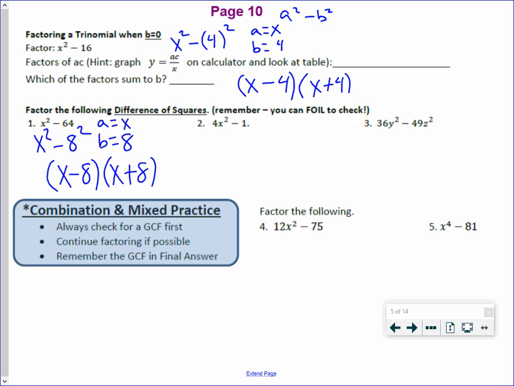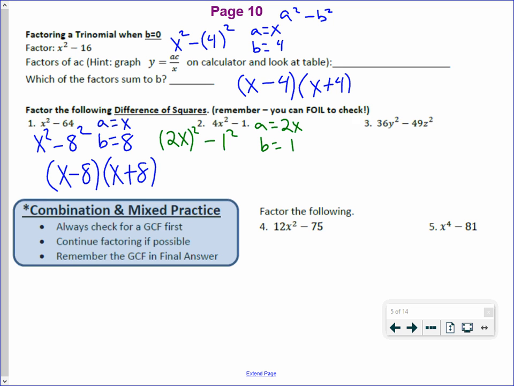Remember, it's a minus b multiplied with a plus b. That's where I'm getting it from. For number 2, I'm going to do the same thing. I like to break it down so I can see exactly what my a and my b would be. So I have 4x squared minus 1. 4x squared will be the same thing as 2x all squared minus 1 squared. 1 squared is still 1, so we can do that. And I can see that my a will be 2x and my b will be 1.